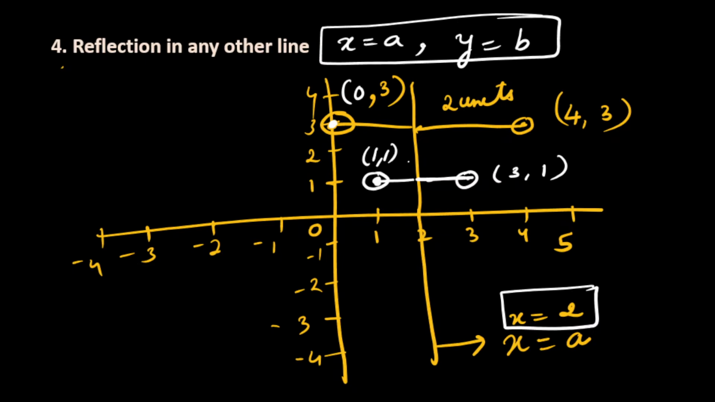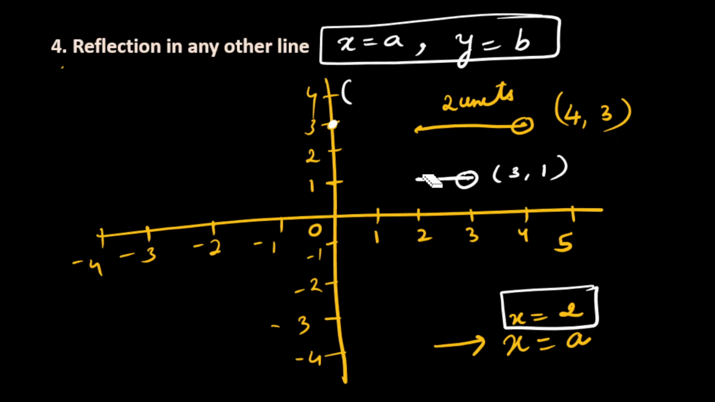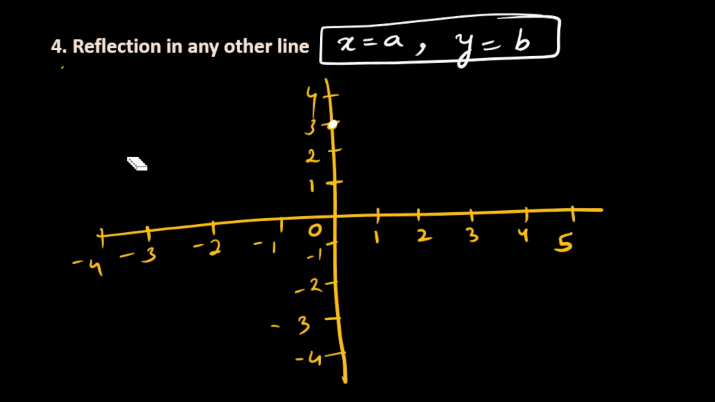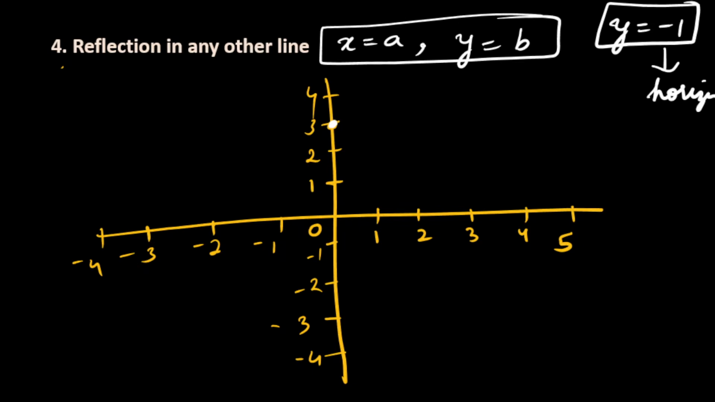Is this thing clear, how we are doing reflection from any other line, or does anyone still have any doubt? In the same way, I'll take one example with a line of the type y is equal to b. Suppose y is equal to -1 is the line. These types of lines are horizontal lines, parallel to the x-axis. So y is equal to -1 is this line.